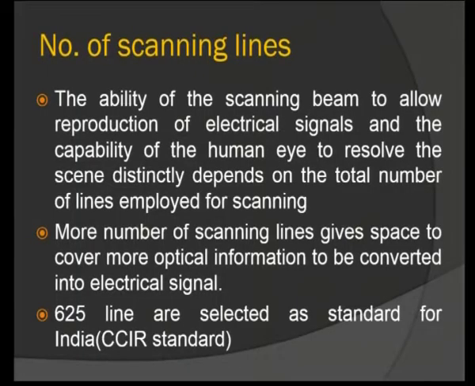If there are more scanning lines, more information can be reproduced. That is what the number of scanning lines means. More scanning lines means there will be more space and more information of a picture will be scanned. Usually there should be a standard, so that everybody follows the same rule. So, 625 lines is the standard CCIR, that is for a monochrome TV, that is for analog signal transmission.